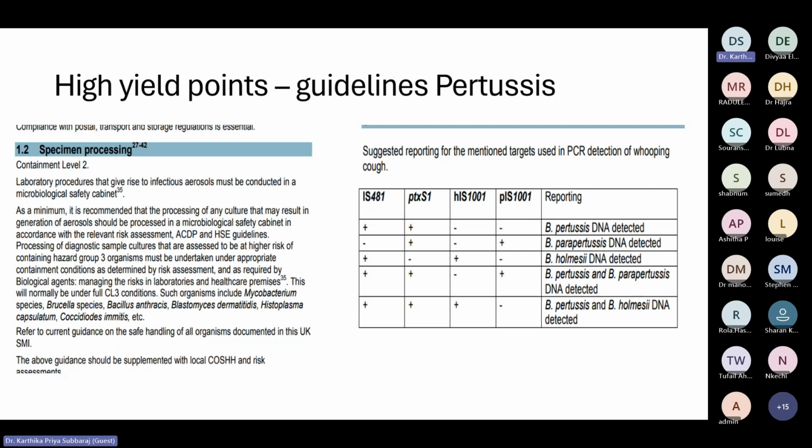So initially, you will be aware of all the basic information about pertussis, so that you can remember. But after that, what are the new things you will see in the UKSMI? First, specimen processing. It should be in containment level 2. This is important for all the organisms because any organism can be asked in the question. So it can be even Rosella or any of the organisms.